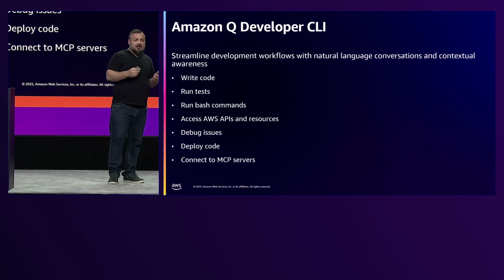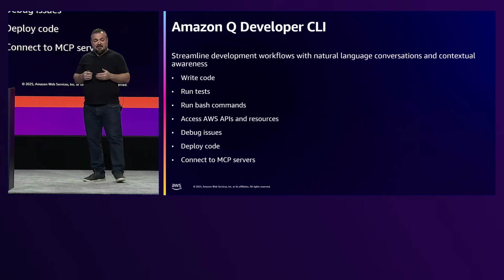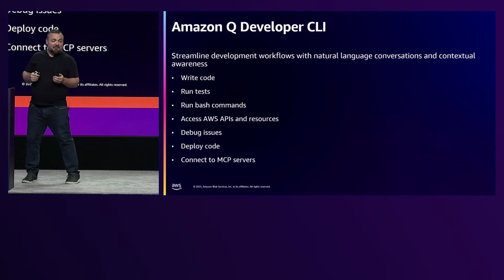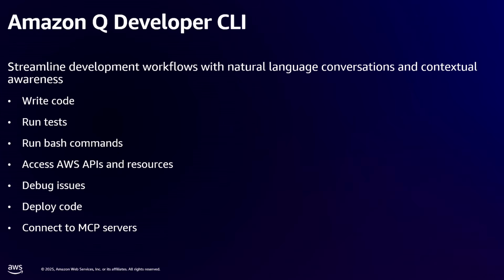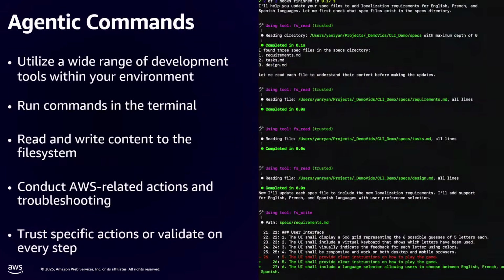So basically what the Q Developer CLI is, it's a command line tool that you install. It can help you write code, it can help you run tests, create and run bash commands. It can access AWS APIs and resources. It can help debug issues. It can deploy code, and you can connect to MCP servers. So it can do a lot. It does it all through command line. There's also, it has agentic commands, so it's a true agentic experience.